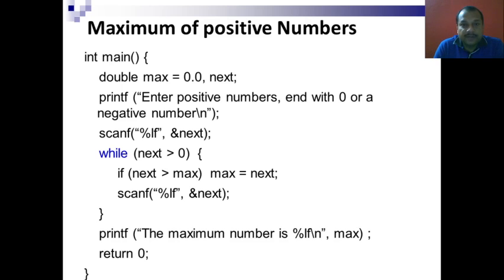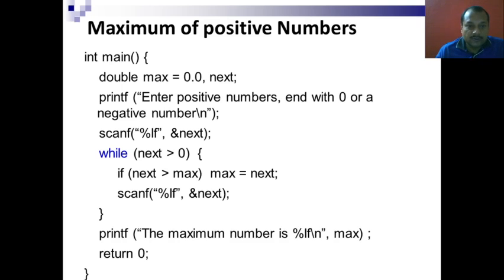Now printf, enter positive numbers, end with 0 or a negative number. So 0 or a negative number I am assuming is not a valid number for this particular problem statement, so I am using that as my sentinel. Now scanf, %lf and ampersand next. I am reading the next number, while next greater than 0, which means it is a non-zero, non-negative number. Then if next greater than max, then max equals next.